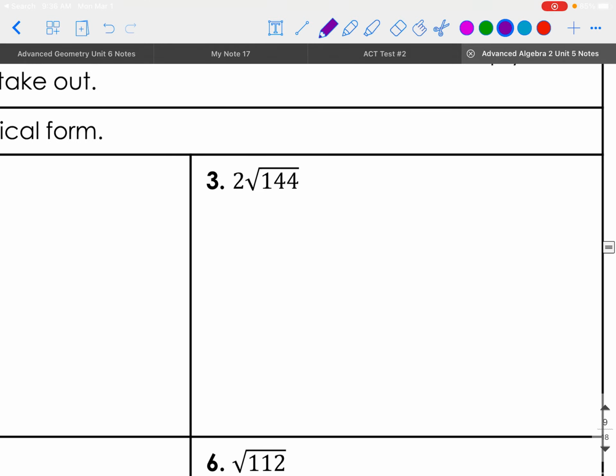Number 3 says 2 radical 144. So it's 2 times whatever the square root of 144 is. This would be 2 times plus or minus 12, because the square root of 144 is 12. And so that is plus or minus 24. 2 times 12 is 24. 2 times negative 12 is negative 24.